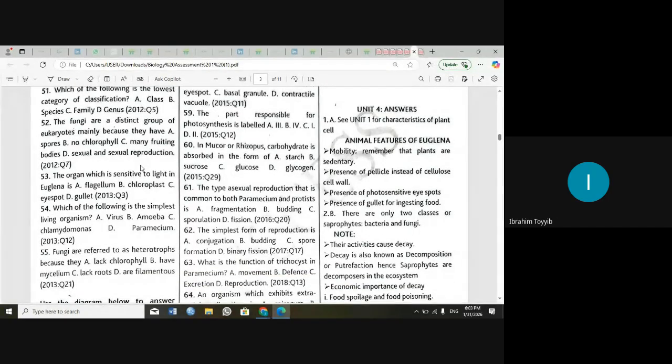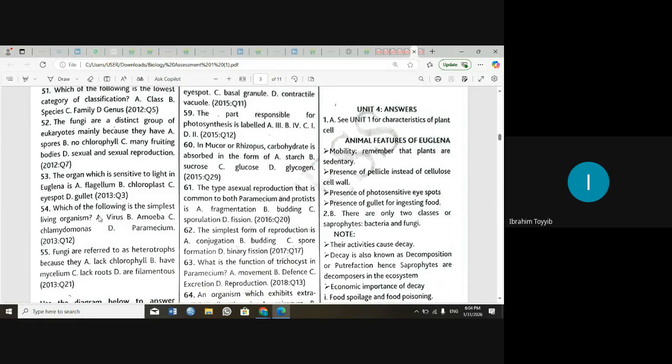Number 53, the organ which is sensitive to light in Euglena is the eye spot, without a hair. Eye spots are photosynthetic.